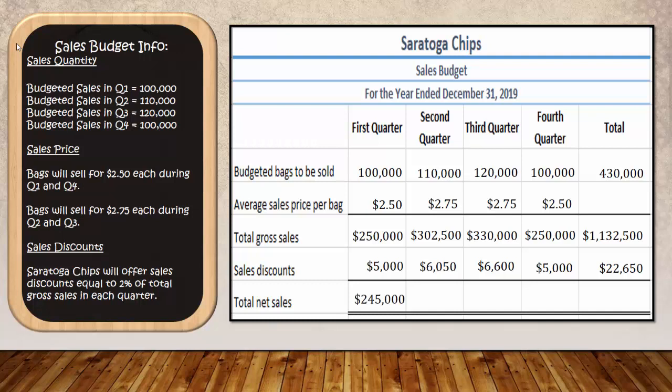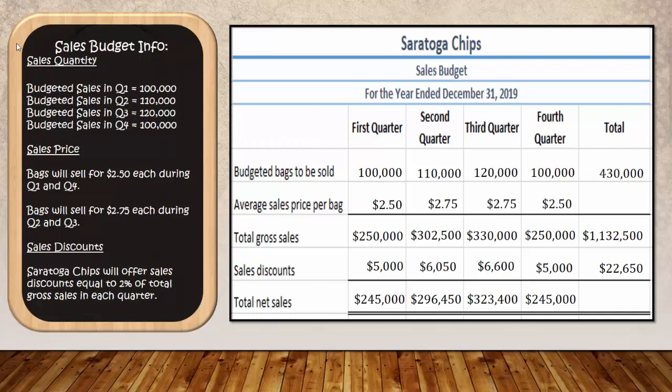So our net sales is simply the amount of total gross sales we have minus our sales discount. $245,000 for the first quarter and $296,450 for the second quarter. In the third quarter, we take $330,000 in total gross sales. We subtract out our sales discount of $6,600, which means we're going to have total net sales of $323,400. And during the fourth quarter, we're going to have total net sales of $245,000.